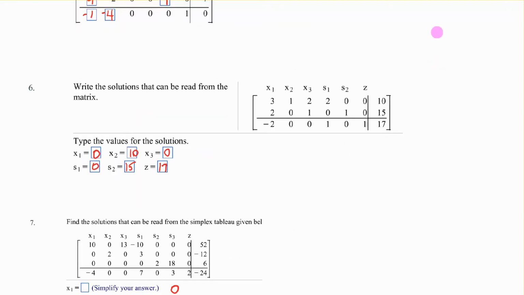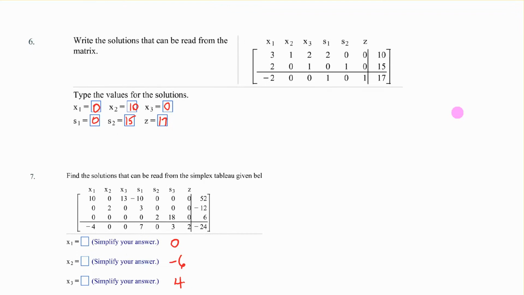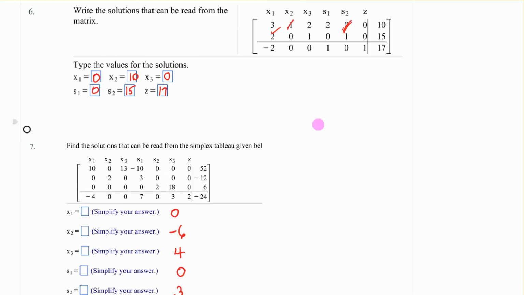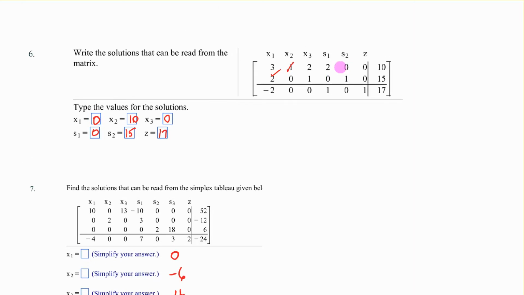Write the solutions that can be read from the matrix. If we're looking at this, we look for where we have one non-negative number and the rest zeros. So we've got something here and something here. I don't know why those are not writing. Okay, now they decide to come. Technology is great, except when it messes up. So I'm going to put a check there and a check there and there. Those are where we have to actually solve.